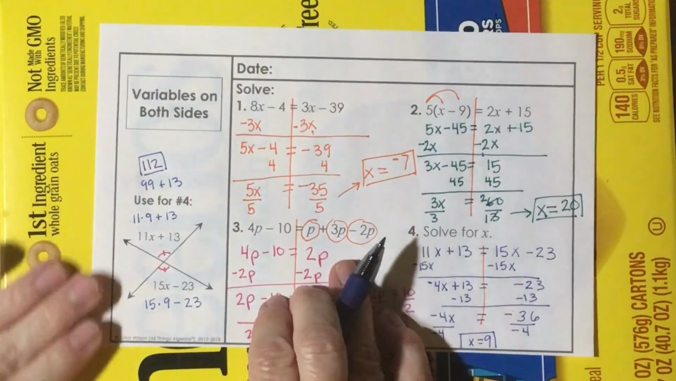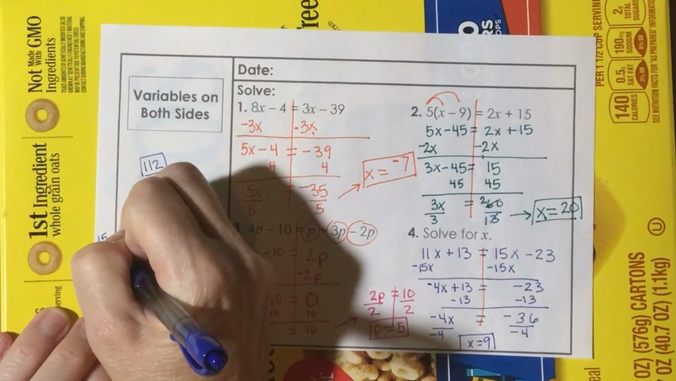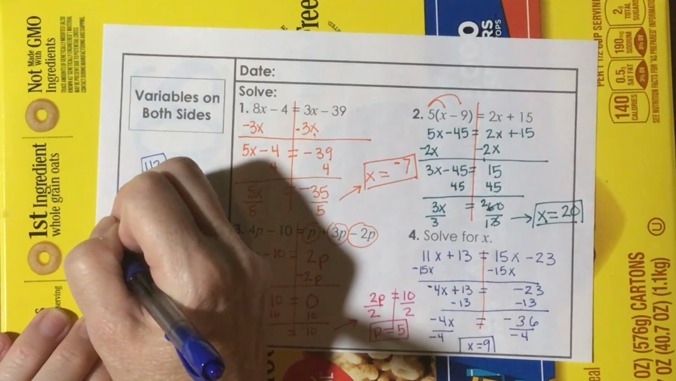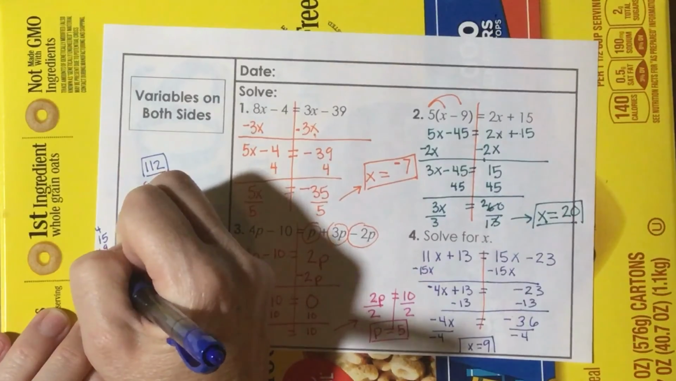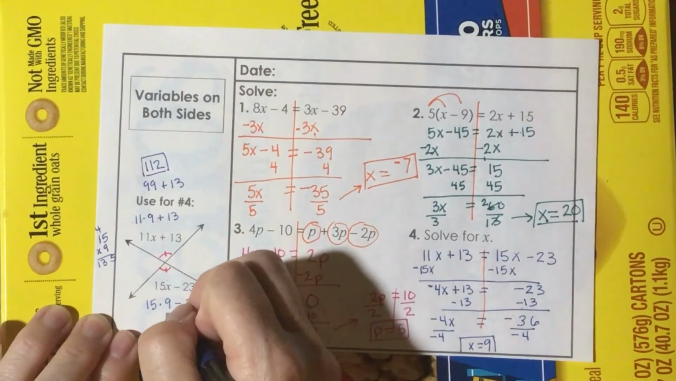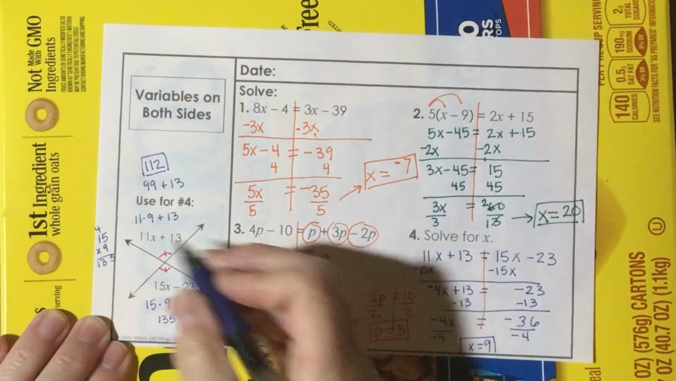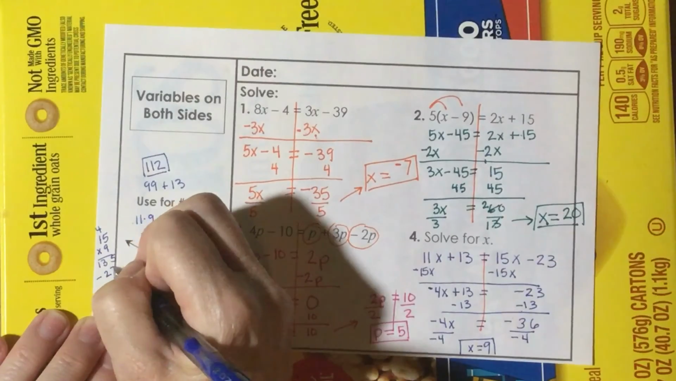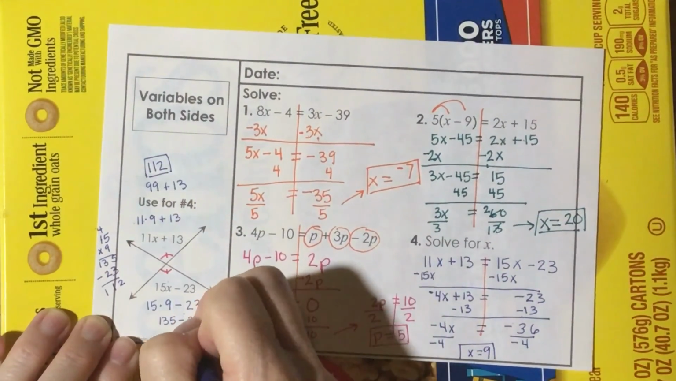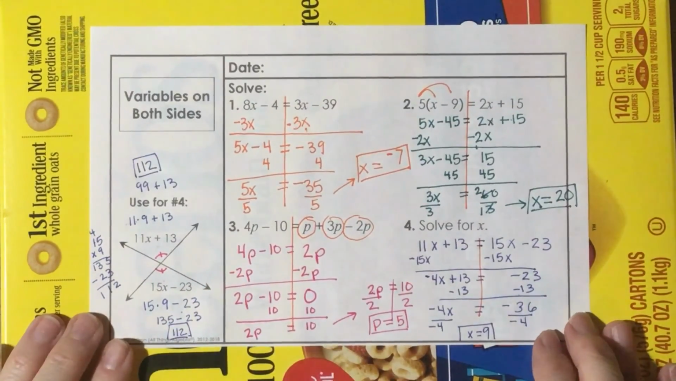So 15 times 9, and I don't know what that is, so on the side of my paper, I'm going to say 15 times 9, 45, 90, 135, so 135 minus 23. So I'm going to subtract 23, and we have 112. Look at that. 112 checked out just like we thought it would.